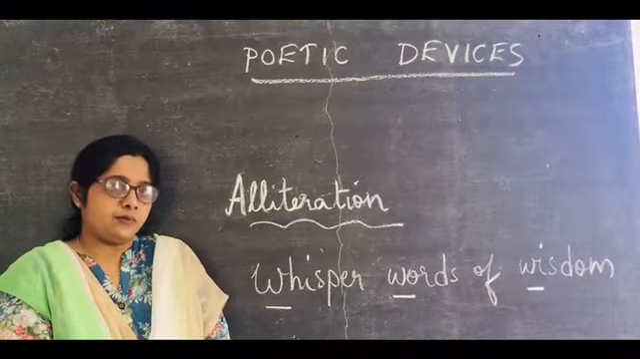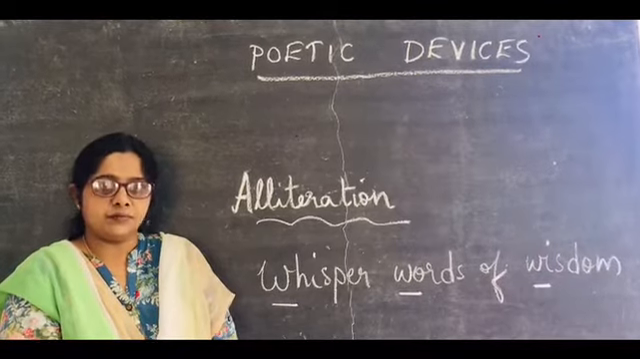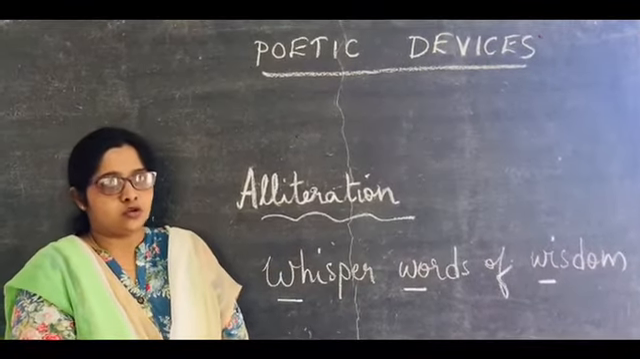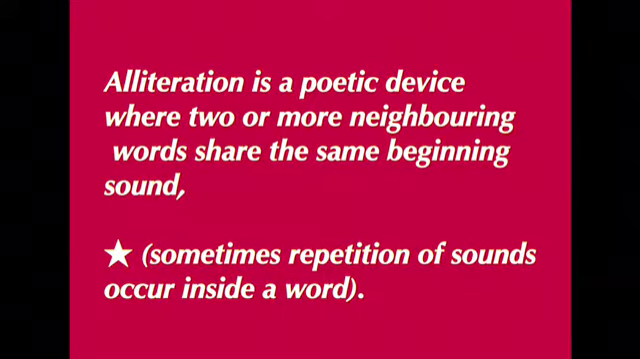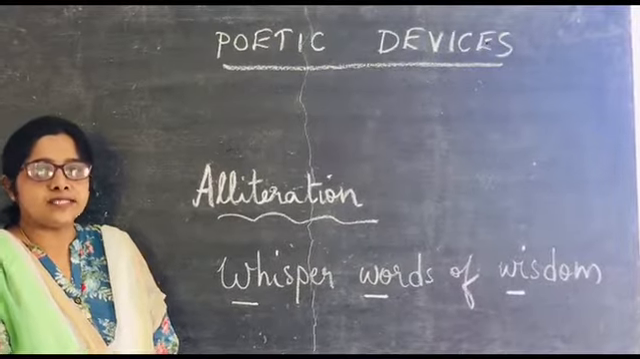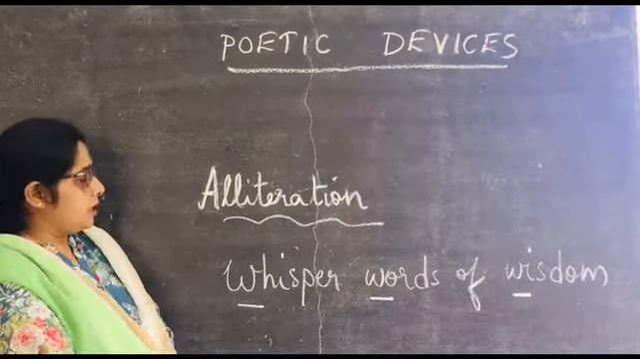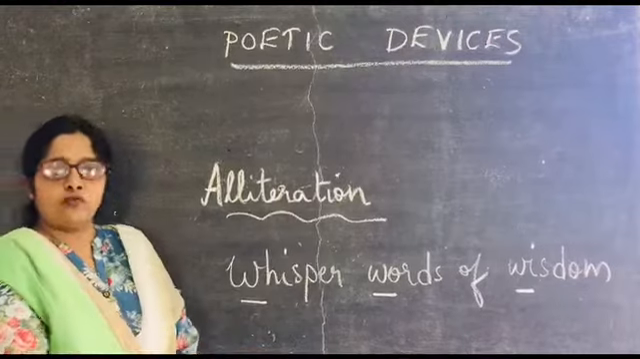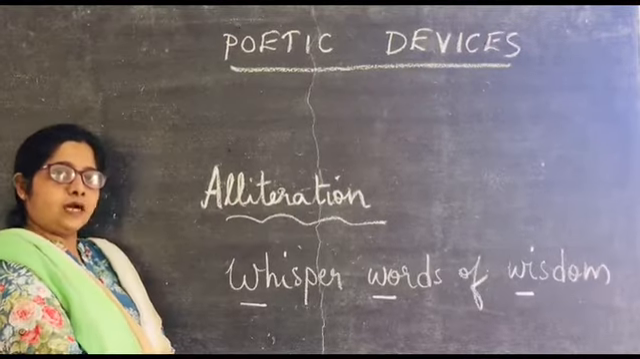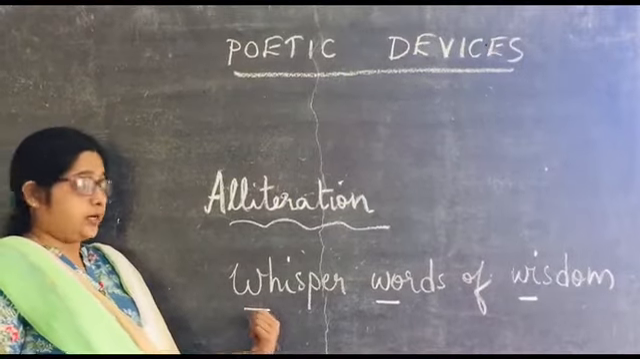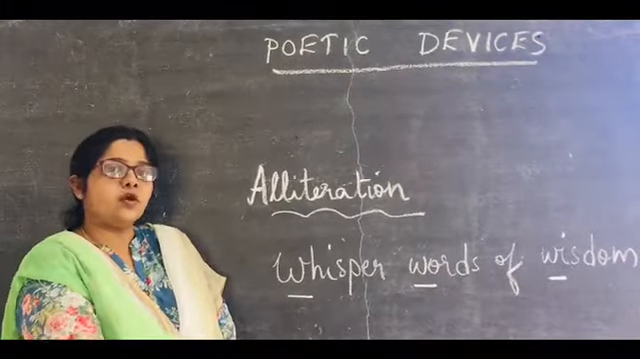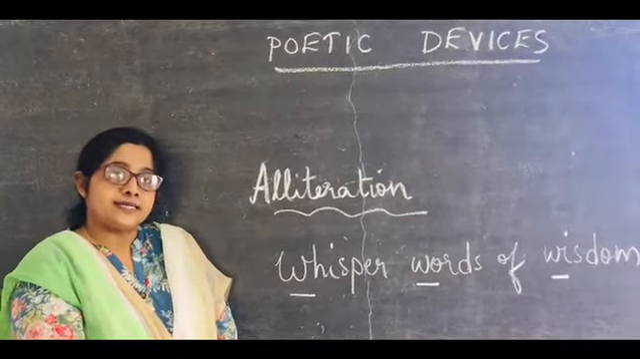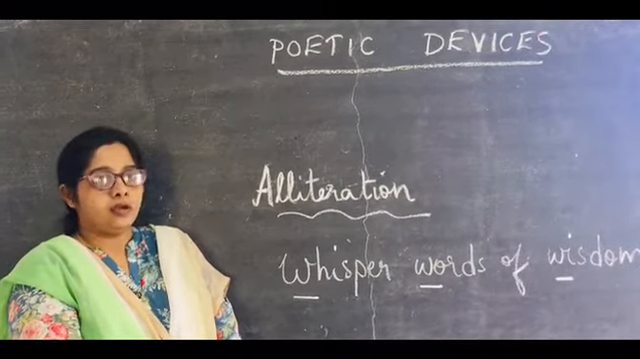I know you are already familiar with the poetic device alliteration, as you have studied this in the earlier classes also. So the definition of alliteration would be like: alliteration is the poetic device in which neighboring words will contain the same sounds. For example, in the line whisper words of wisdom, you can see the repeated sounds are: in whisper it is the w sound, and the same sound is repeated in words and wisdom. So this is called alliteration, the repetition of the same sound in the neighboring words.